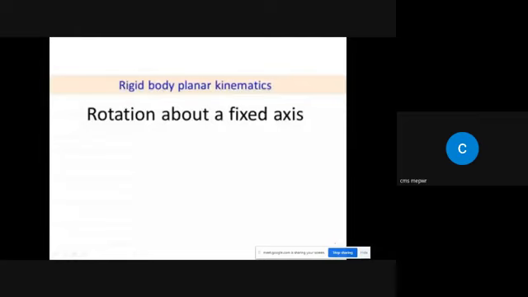Okay, so let's start the second portion of today's lecture. As we just discussed translation, now we are moving towards rotation about a fixed axis. And remember that we are studying rigid body planar kinematics.